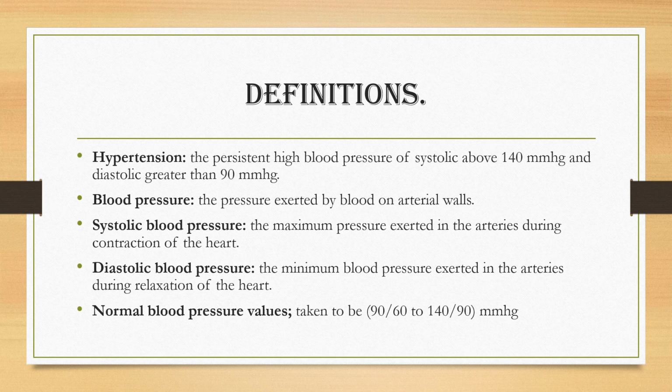So when we talk of hypertension, people just say high blood pressure, but to students, if you're defining it, it is most rewarding if you say it is persistent high blood pressure with systolic above 140 millimeters of mercury, and diastolic greater than 90 millimeters of mercury.